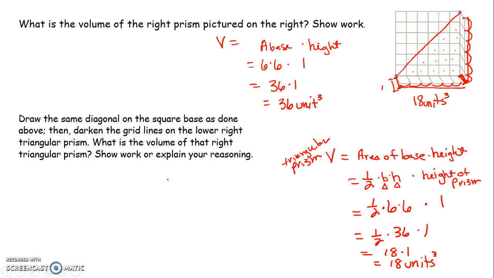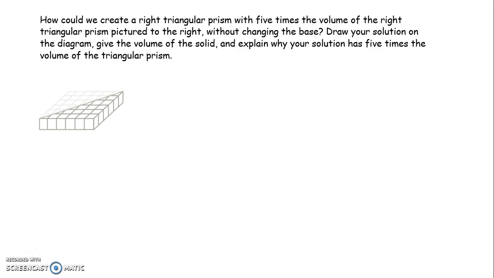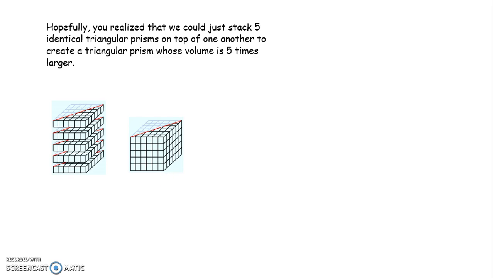All right. So we drew the same diagonal of the square base as done above. We darkened in the grid line on the lower right triangle. And we found the volume of that triangular prism. So what if we had a triangular prism that was more than 1 unit tall? What if we made it 5 units tall?